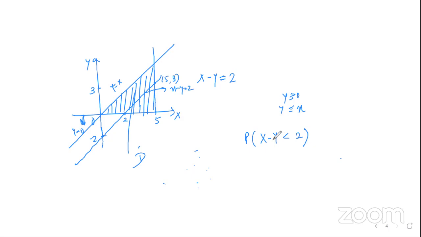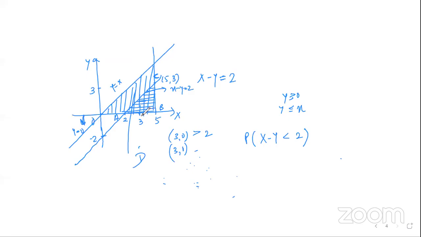Now you have to check in what region x minus y is less than 2. You pick any point in this region. So let's say I'm taking (3, 0). You know that (3, 0) belongs in this blue region. Let's mark it as A, B, and C. So in the region ABC, you have taken the point (3, 0). And here x minus y comes out to be greater than 2. You take another point, (3, 1).